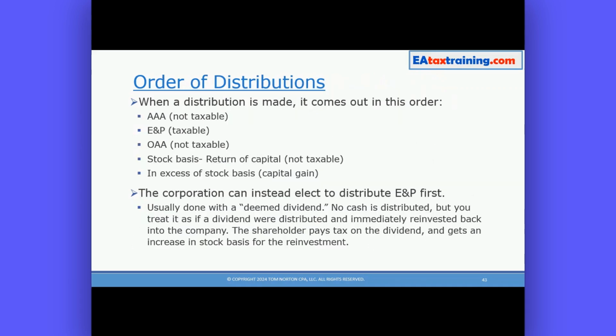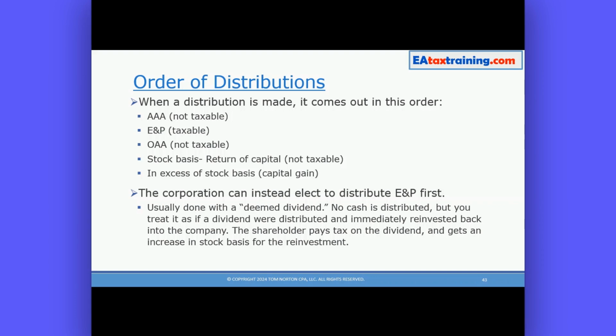So now we get to the order of distributions. When an S Corp makes distributions out to its shareholders, we need to be able to figure out, are those distributions taxable? So we need to know, where does the distribution come from? When a corporation makes a distribution, it is assumed first to come from AAA, meaning it comes first from S Corporation earnings. AAA tracks S Corp earnings, so distributions that come out will be assumed to come first from AAA.